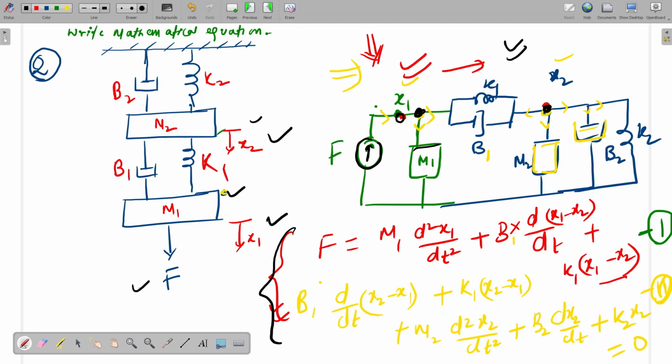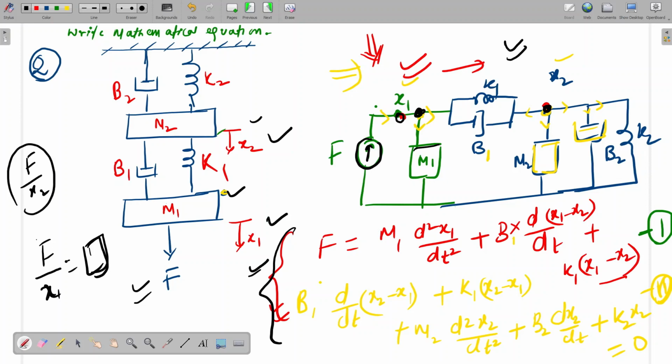Like if f will be something, what will be the x2. So let's say f by x1: F is output, x1 is input. We can get some transfer function. If we solve these two equations, then we can get two kinds of transfer function, f by x1 and f by x2. Is it clear? So in the exam, this kind of question can also be asked, where some block diagram will be given and you have to find the transfer function f by x1 or f by x2. So how can you do it?